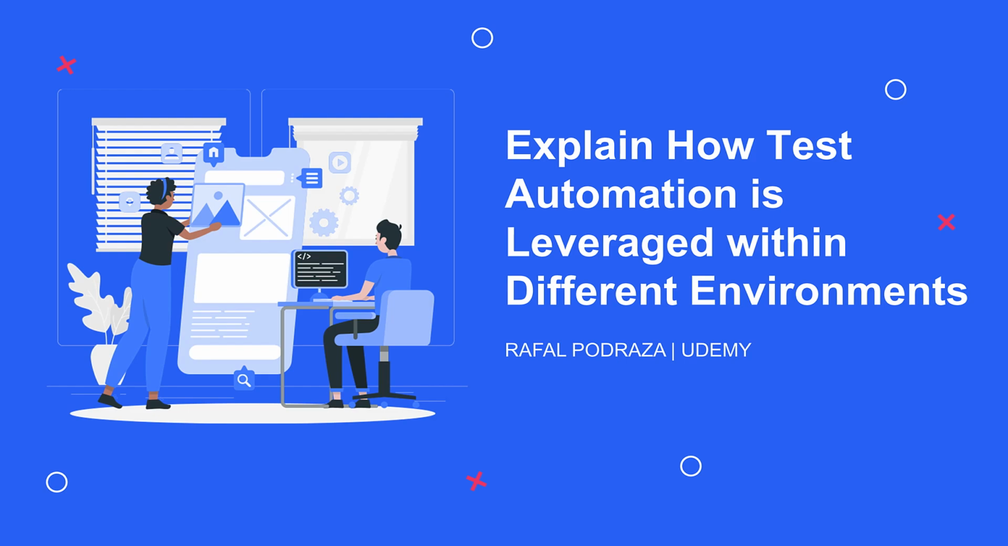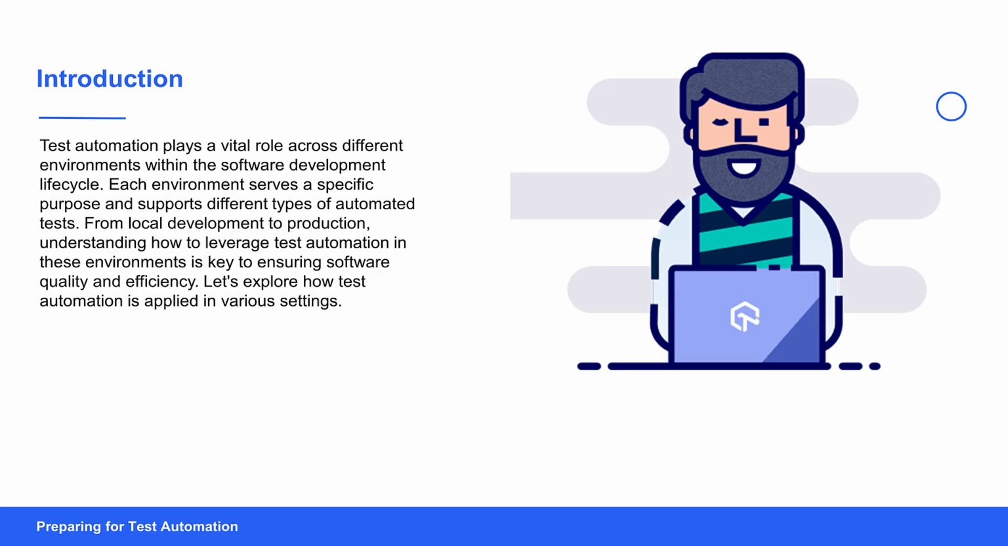In this lesson, we're going to delve into the various environments where test automation plays a crucial role throughout the software development lifecycle. Each environment, from local development to production, serves a specific purpose and supports different types of automated testing. By understanding how to effectively leverage automation in each environment, teams can ensure that their software is not only functional, but also meets high standards of quality and reliability.